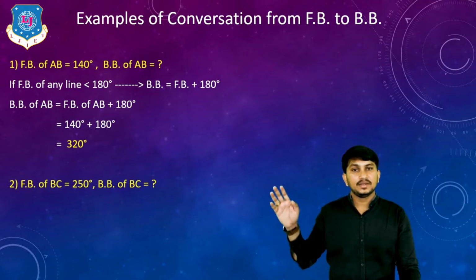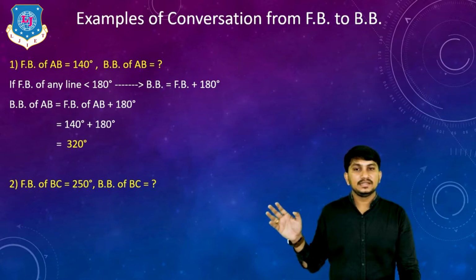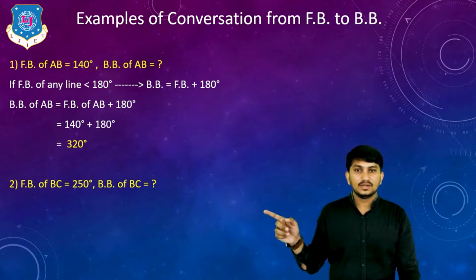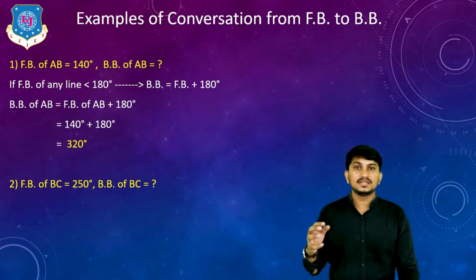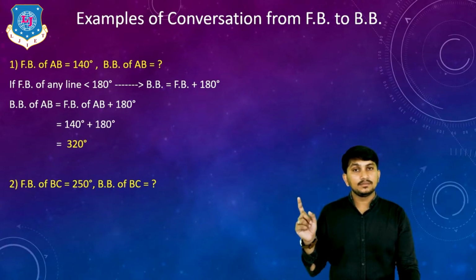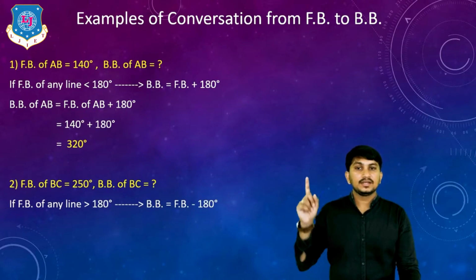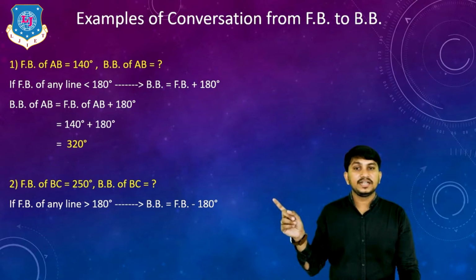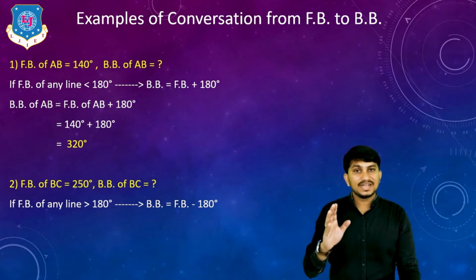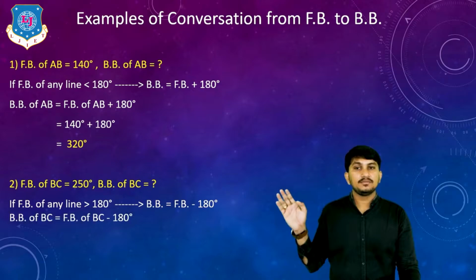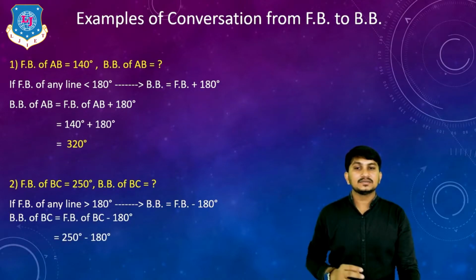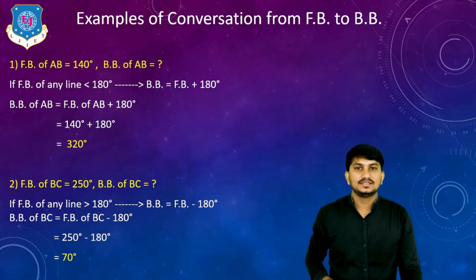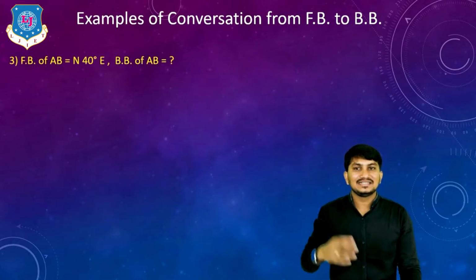Second example, if the fore bearing of BC is equal to 250 degrees, the value is in the WCB system. So the formulas for the WCB system are used. What will be the back bearing of BC? Here the value of FB of BC is greater than 180 degrees. So for greater than 180 degrees, back bearing is equal to fore bearing minus 180 degrees. So back bearing of BC is found by FB of BC minus 180 degrees. 250 degrees minus 180 degrees is 70 degrees. Now let's see the next example.